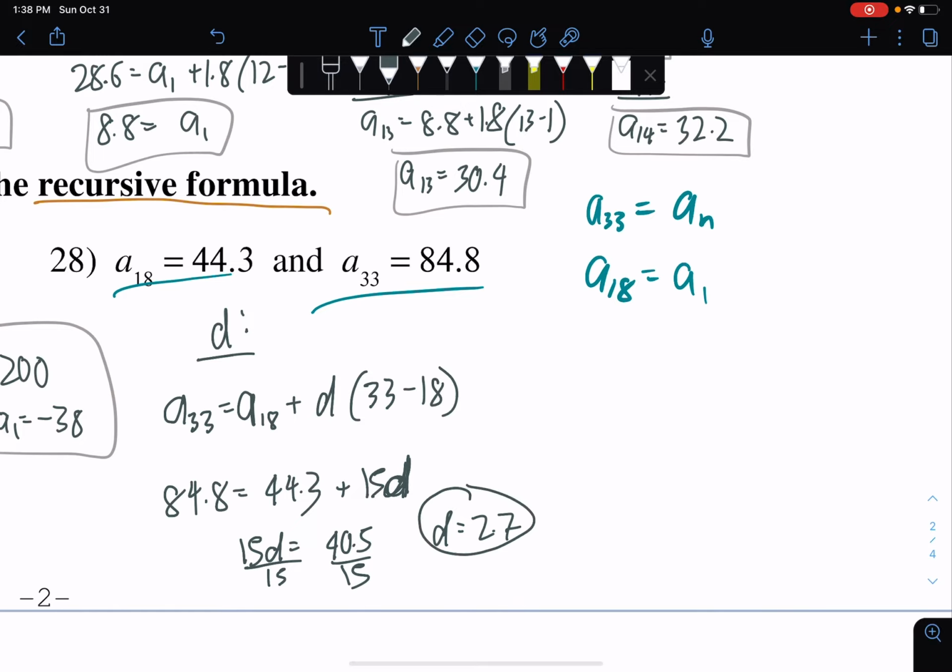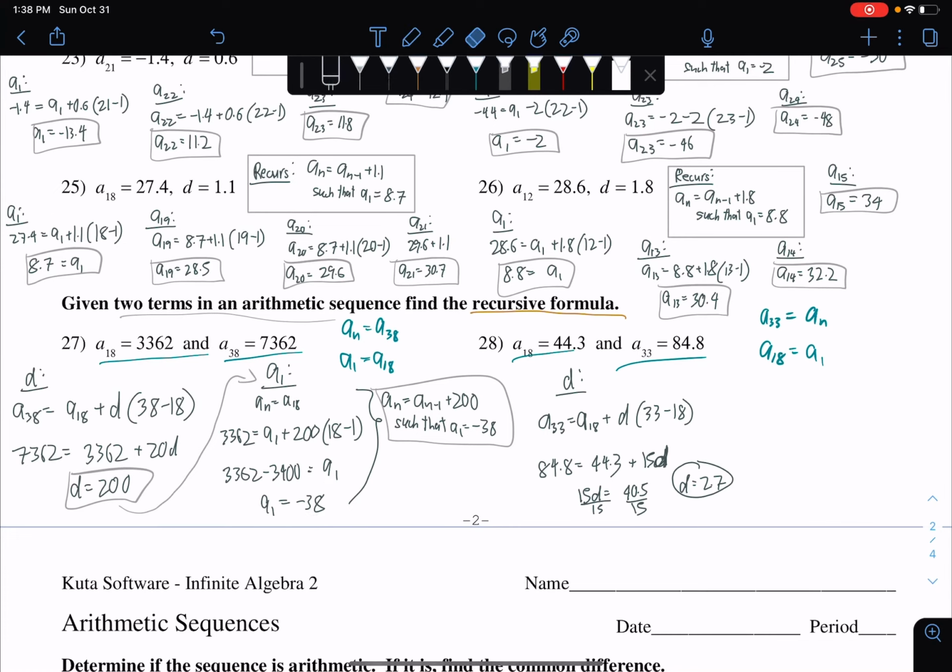No, this is not the final answer. We'll just box it, as well as these two. We'll just encircle them as supporting answers that will be used to find the final answer, which is in a box.